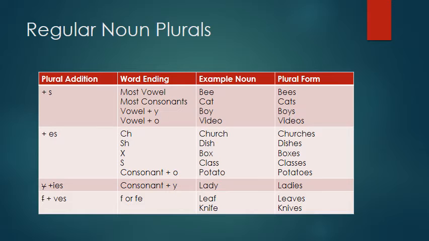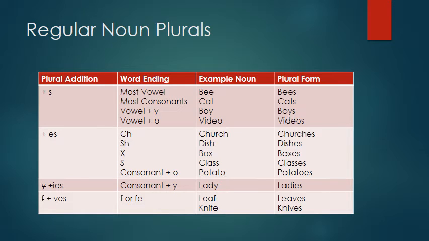The last one here is when we have a word that ends in F or FE. There are some exceptions to this, but anyway, let's look at what happens here. When we have a word that ends in F or FE, we get rid of the F or we get rid of the FE and we add VES. So leaf becomes leaves. You can see the F is gone and we've added VES. Knife becomes knives. You can see that the FE is gone and we've added VES.